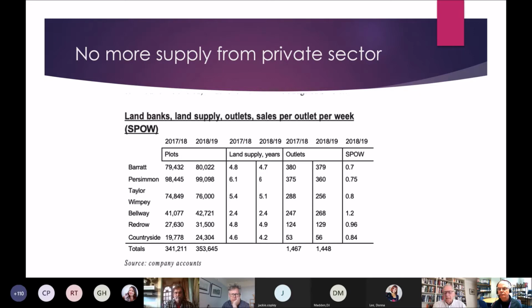What it means is that the whole business model of a Barratt or a Persimmon is based upon selling 0.7 or 0.75 or 1.2 houses a week per site. So it's sales per outlet per week. Everything stretches back from that to the price they pay for the land. They know that that is the right figure. It has been for many years. That allows them to work at maximum efficiency, having just enough capital, having just enough labour, having just enough materials. 0.75 a week. Been like that forever.